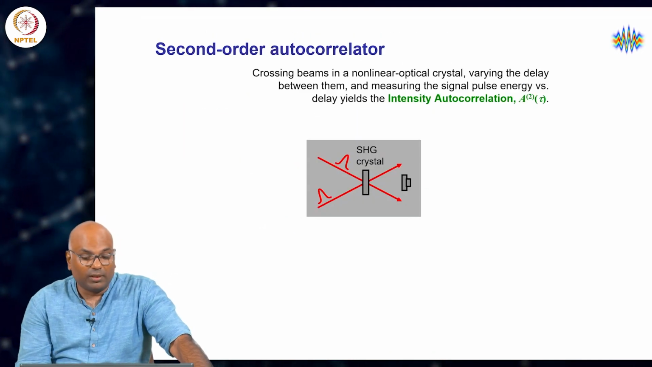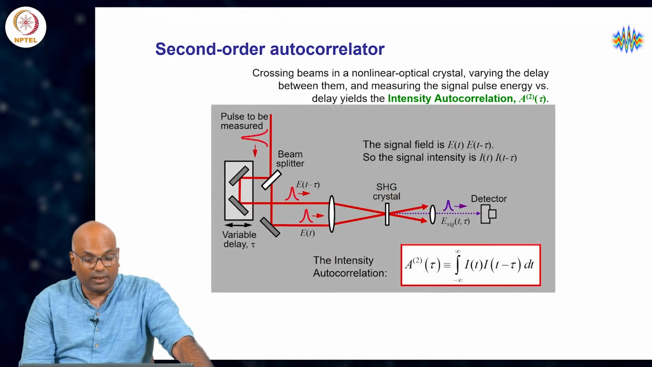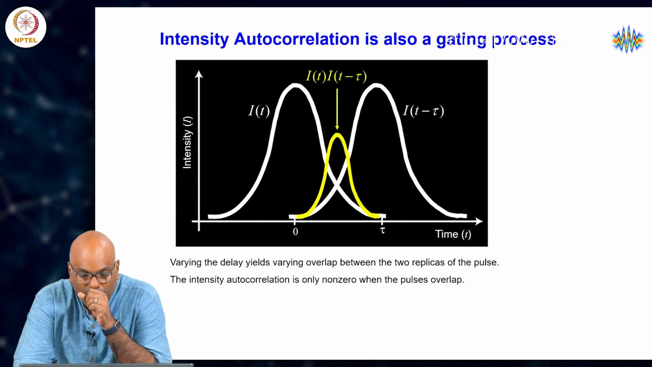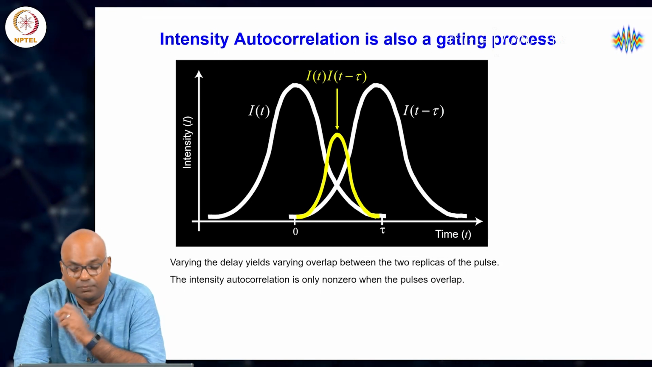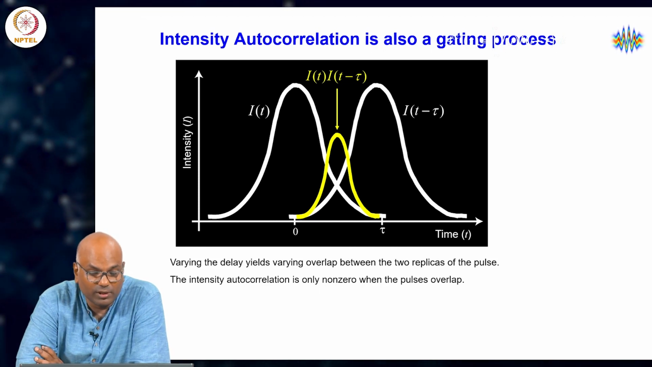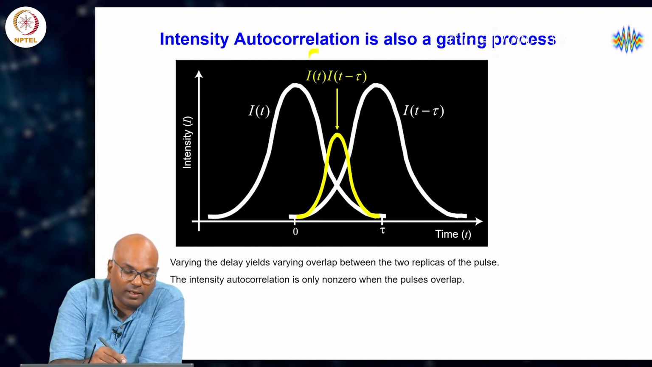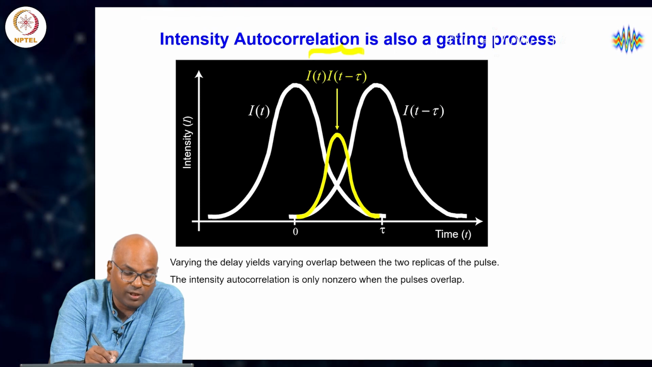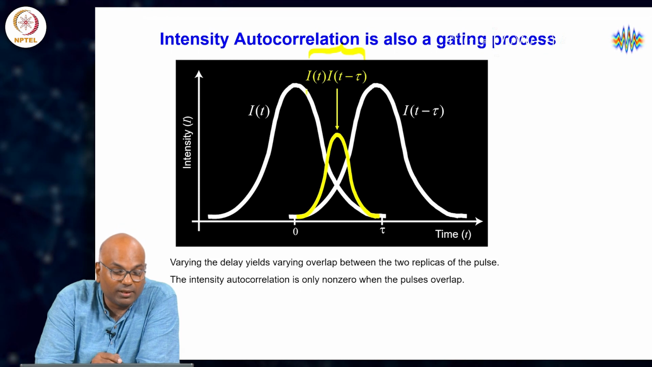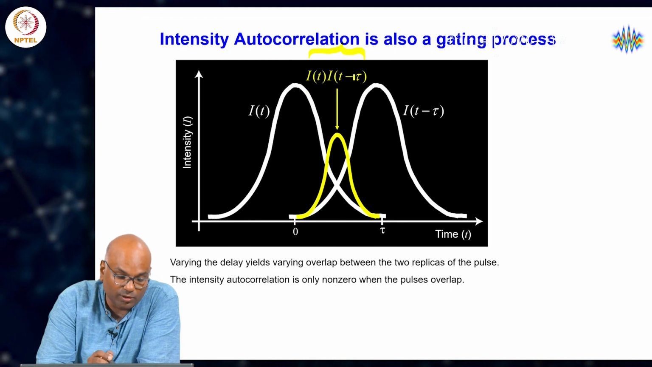So, as we saw earlier, the second order autocorrelation is done using a second harmonic crystal. Now, we discussed the fact that an intensity autocorrelation is also a gating process, owing to the fact that in an elementary sense, even in the case of linear autocorrelation, what we consider the signal is essentially the product term of I of t times I of t minus tau.